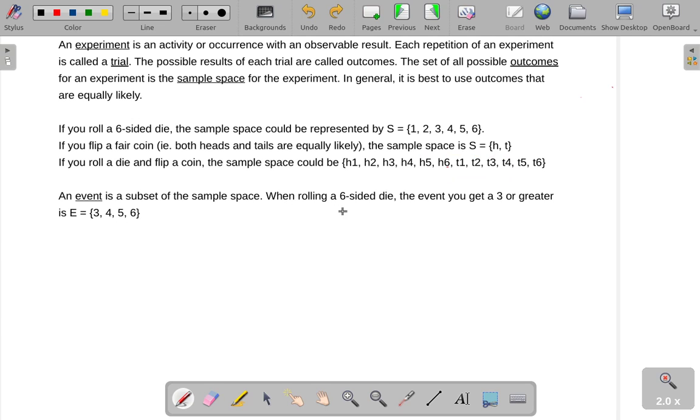Another example, if you're rolling a 6-sided die, the event that you get a 3 or greater would be the outcomes where you get a 3 or greater: a 3, 4, 5, or 6.